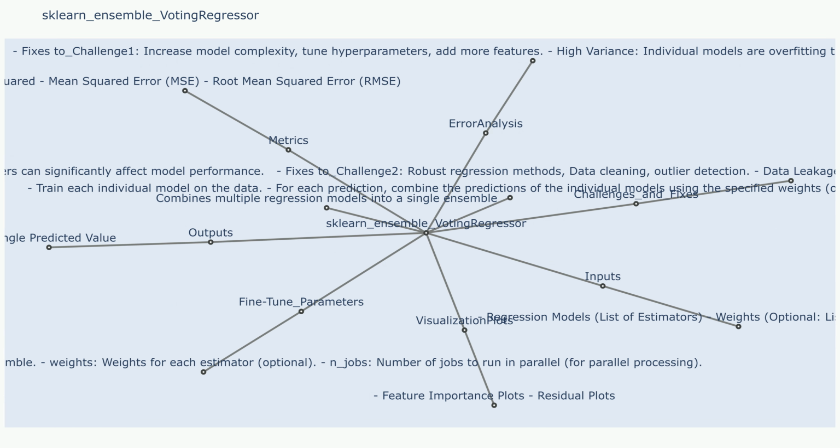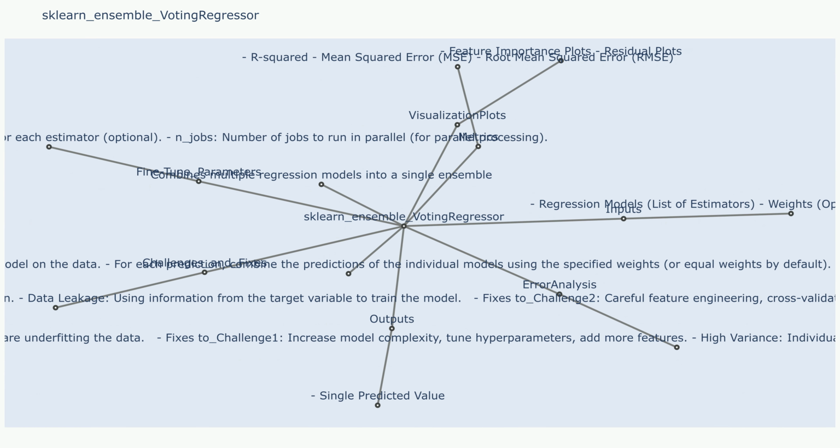model alone. Inputs: estimators. This is a list of trained regression models that the voting regressor will combine. Each model should be an instance of a regression estimator like LinearRegression, RandomForestRegressor, or GradientBoostingRegressor.